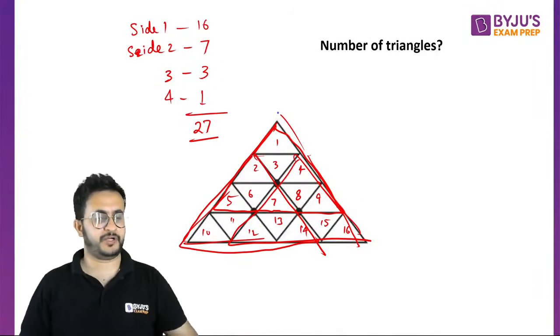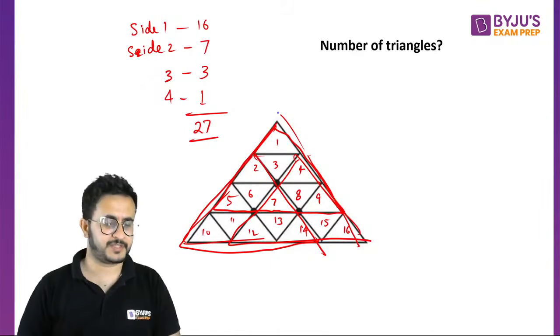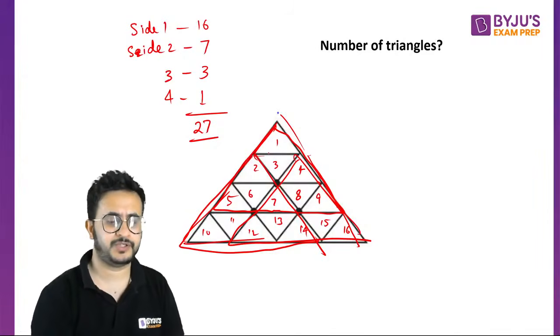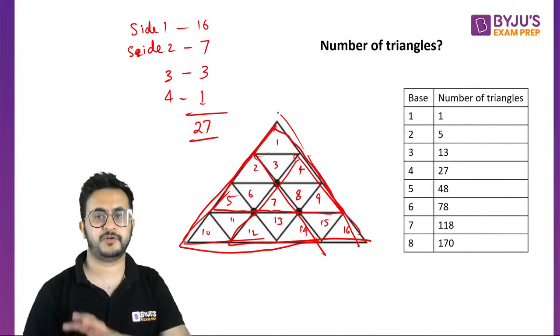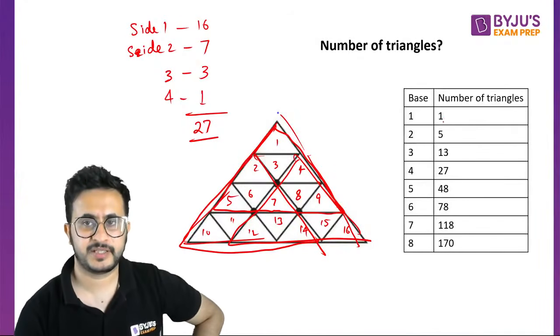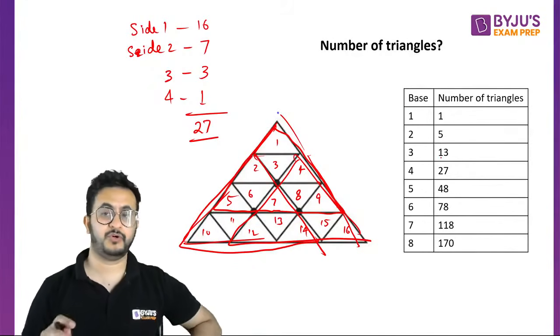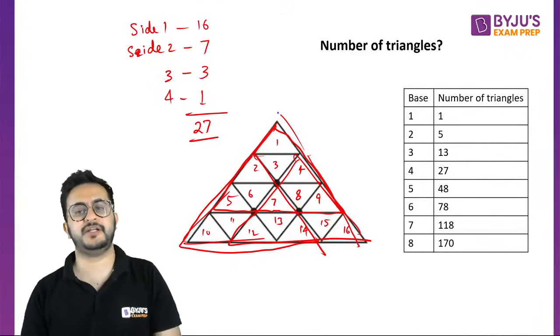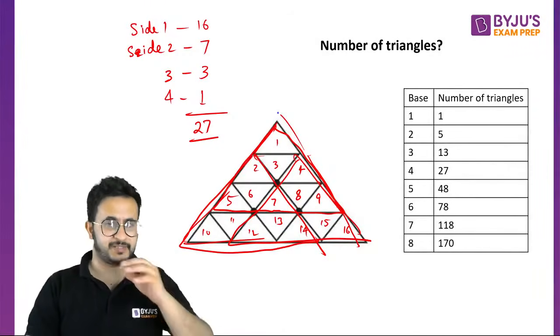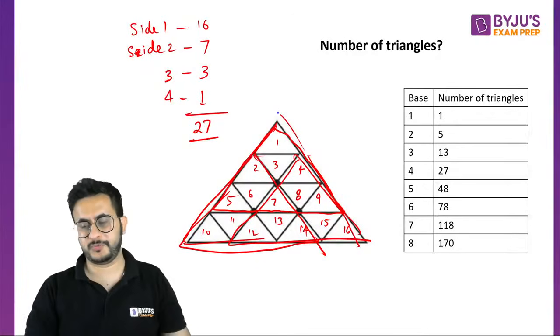Now if I give an even bigger figure, it will be even more difficult to count the number of triangles. So for these kinds of shapes wherein you have this kind of symmetry, I'll give you the number of triangles for different cases. If you have base 1, then the number of triangles is 1. For 2, it is 5, for 3, 13, for 4, 27. For 5, 48. They won't give beyond this. They might just give you 5 at maximum, not beyond that.